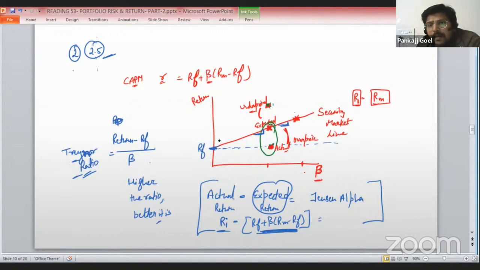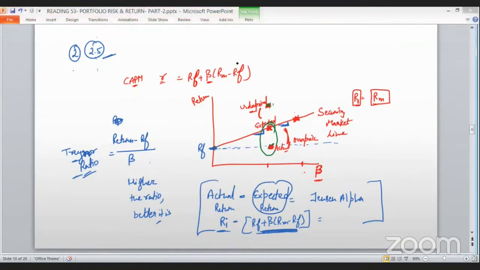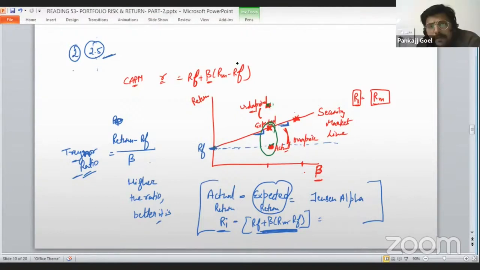Please, is this point clear? Is it fine? Siddhi, is it done? Yes, sir.